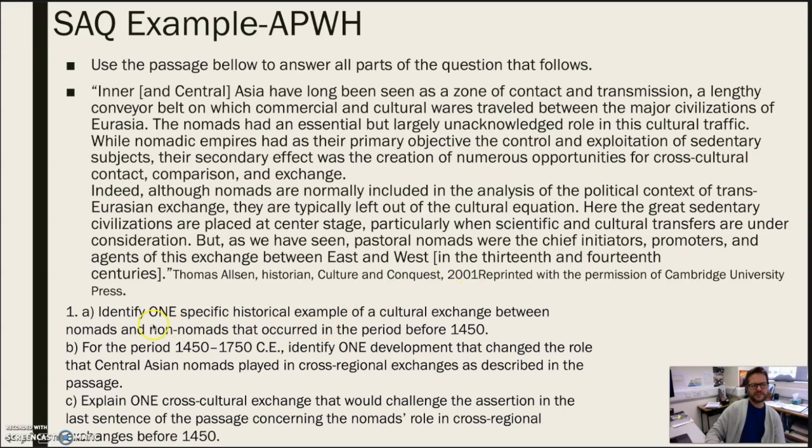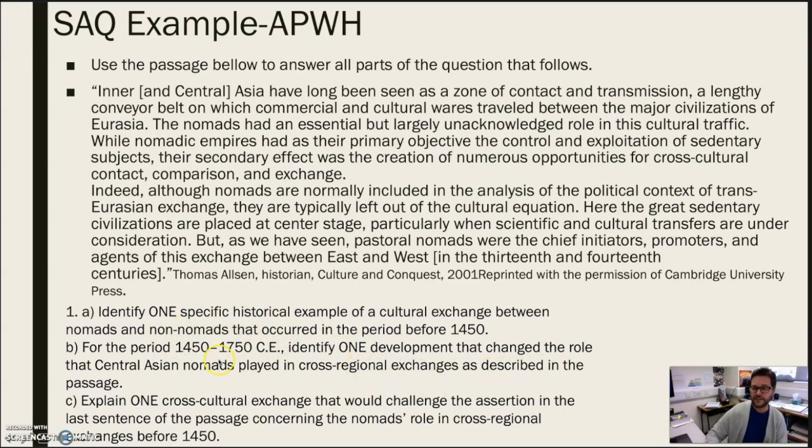All right, so the question: identify one specific historical example of a cultural exchange between nomads and non-nomads that occurred in the period before 1450. And this is a key. You want to make sure you note that date, what happened before that time. For the period 1450 to 1750, identify one development that changed the role that Central Asian nomads played in the cross-regional exchanges as described in the passage.